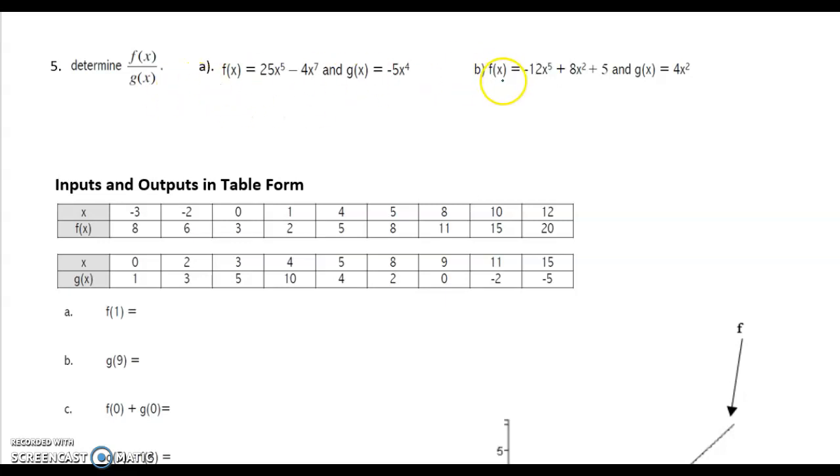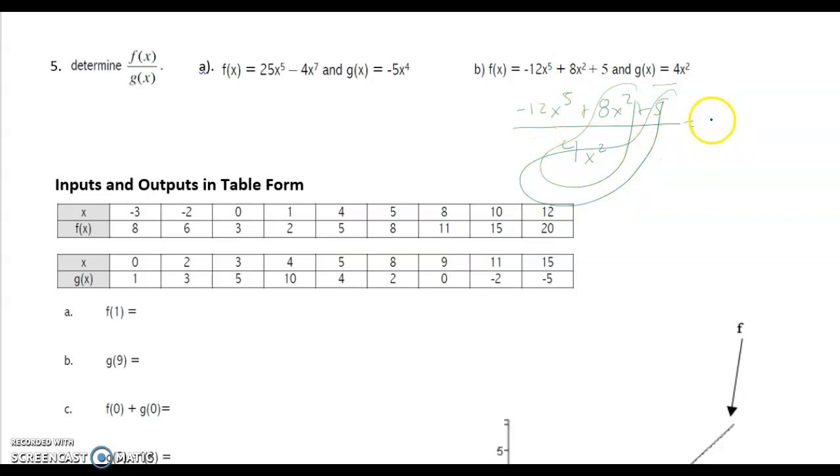So if we take this one, we want f of x divided by g of x. What we're doing is negative 12x to the 5th plus 8x squared plus 5 over 4x squared. We could leave that, but the point of this is to remind you of some of the basic skills that you learned in Algebra 1. So if we take this trinomial and divide it by a monomial, we can think about it as three different things. It's this, divided by this, divided by this.